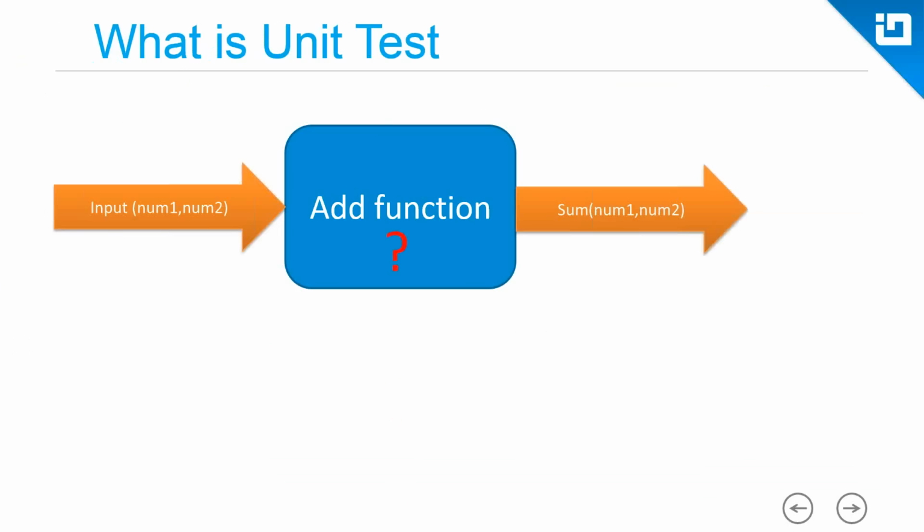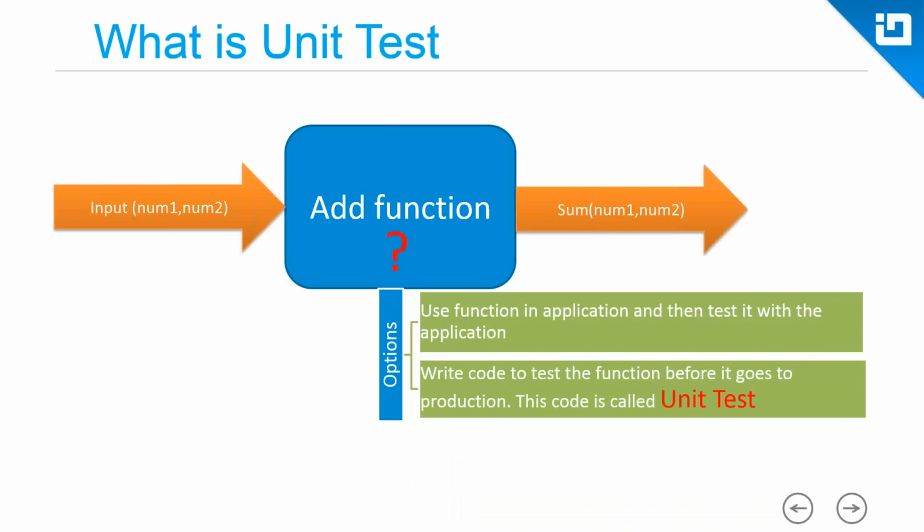Now, how are you going to verify that when you pass 2 numbers to this add function, it always gives you the right result? You can verify that much before this add function goes to production or becomes part of an API or something. You will write a unit test to do that. I have mentioned here 2 options. The first option is to use the function in the application and then test it with the application, which is not the right approach, as we discussed earlier, right?